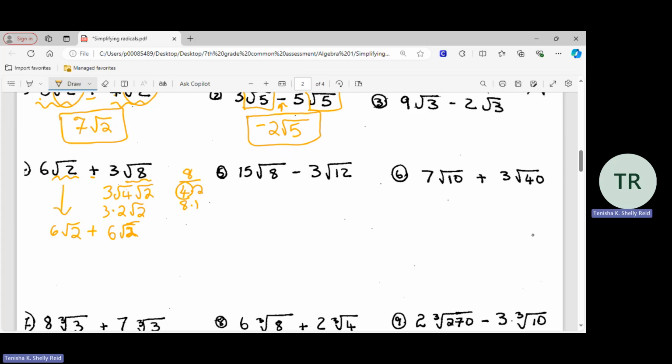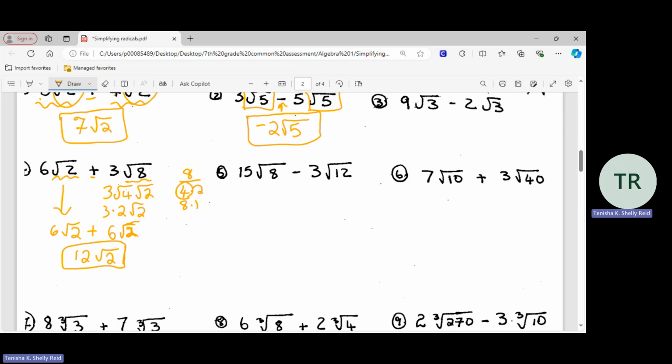So now, do they have like terms? Yes, they're both square root of 2, and 6 plus 6 is 12, so this is 12 radical 2. I'm done.